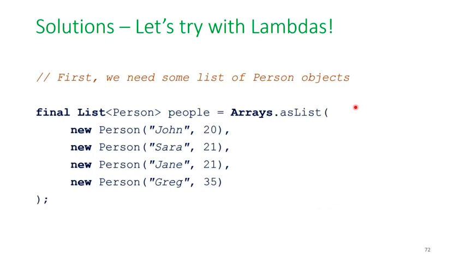All right, so here's our list of Person. Nothing changed here. I still use an array, transform it into a list of Person.